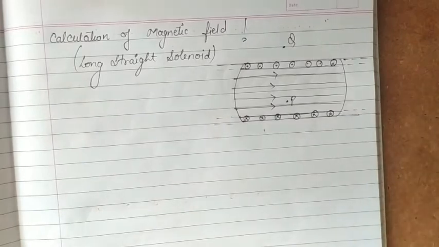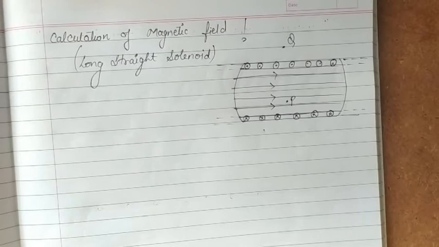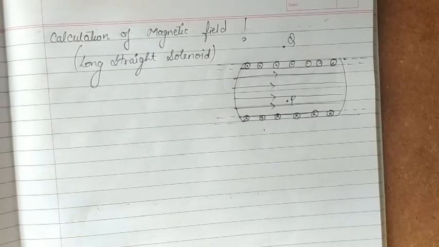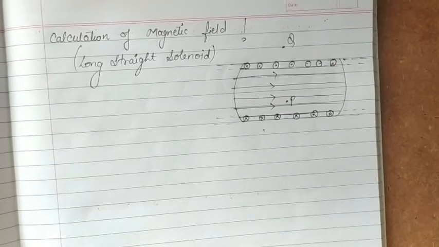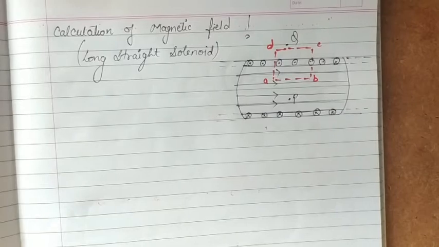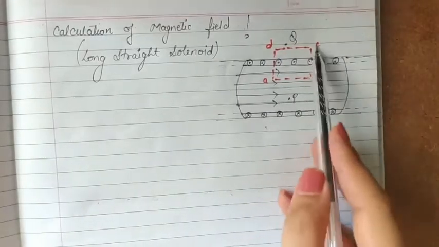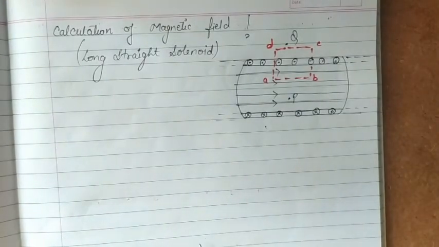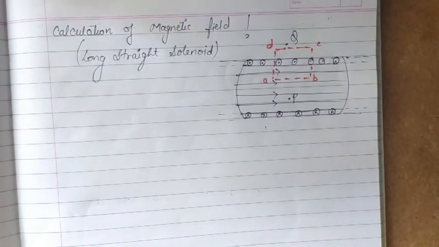Now to find the magnetic field at any interior point, we already know that for exterior points the magnetic field is zero. So we wish to find the magnetic field at interior points. For that we consider a rectangular closed path ABCD as an Amperian loop, so that I can apply Ampere's circuital law to find the magnetic field at any inside point.